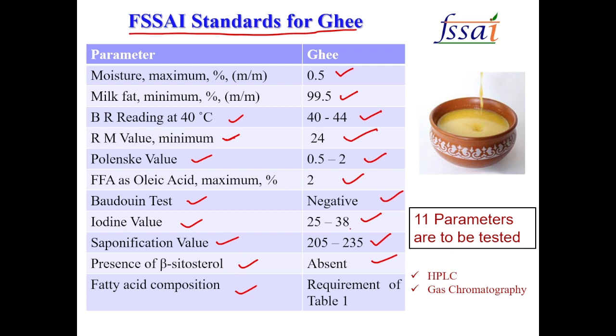Our total parameters to be tested are 11, which also include the presence of beta sitosterol using HPLC, and the second, fatty acid composition by gas chromatography. So 11 parameters are to be tested, and out of 11 parameters, how many are adulteration parameters? We can see that 8 are adulteration parameters. Some of these parameters we have already covered in part 1 of this video, and the remaining part we will be covering in this video.